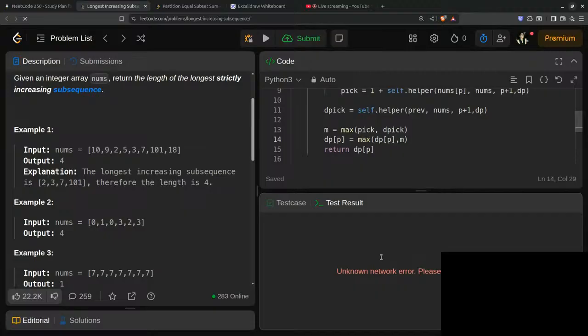I don't think this will actually work. This doesn't make any sense. Let's see what is wrong with this. Everything's giving me wrong answers. Let's take this example and do a dry run. But if you just look at it on the surface, why is pick giving me the max? I need an explanation.